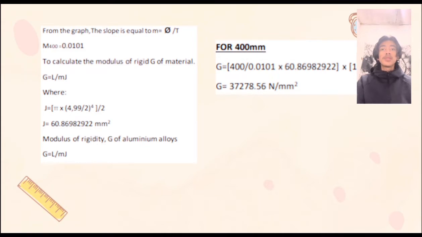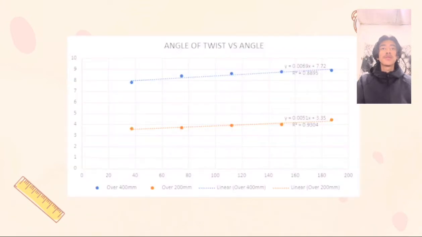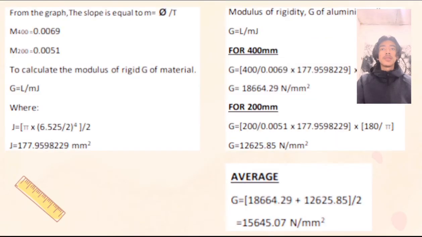For the table, the data is for nylon rod. The diameter is 6.525 millimeter. The result is here in the table. After that, we need to do a graph of angle of twist versus angle. From the graph, the slope we get for 400 millimeter is 0.00969, and for 200 millimeter we get 0.0051.